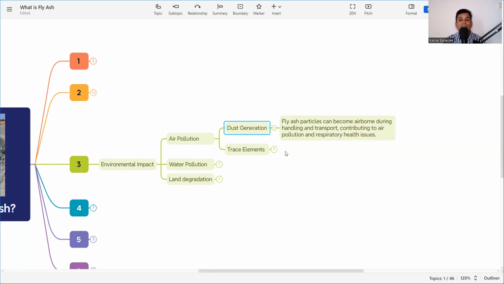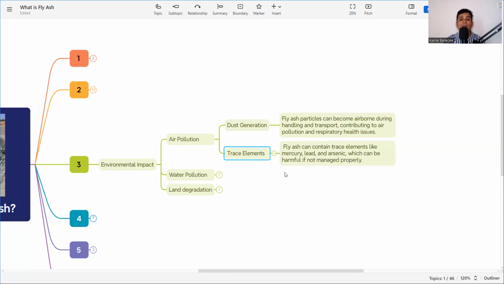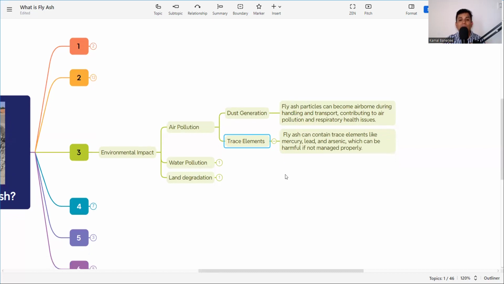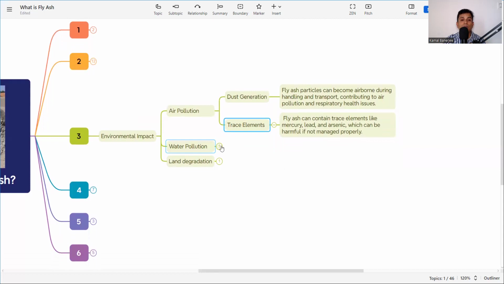So these are the things, dust generation and the trace elements. What are trace elements? Fly ash can contain trace elements like mercury, lead, and arsenic, which can be harmful if not managed properly. So these are all the harmful ions and harmful substances inside the fly ash. Now, if it is thrown onto the earth or into the air, what will happen? Our air will be polluted, and our animal life and plant life will be in danger. So this is the air pollution that can be caused by fly ash.